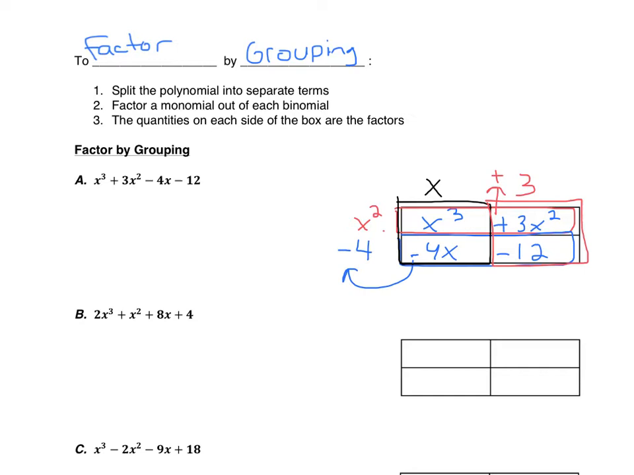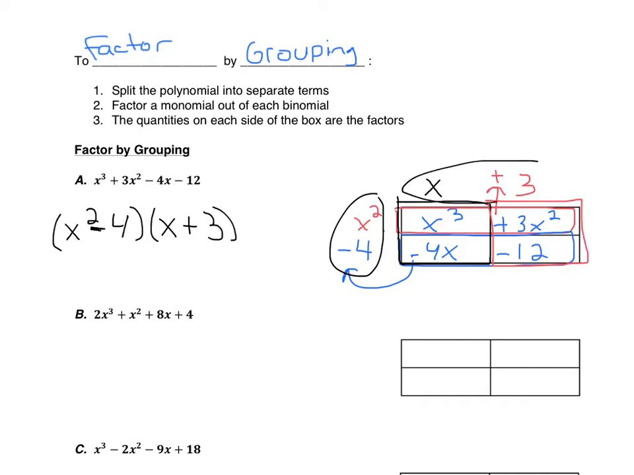So factored form is x squared minus 4, which is this quantity here, and x plus 3, which is this quantity here. This is factored form. Let's do the same thing in letter B.